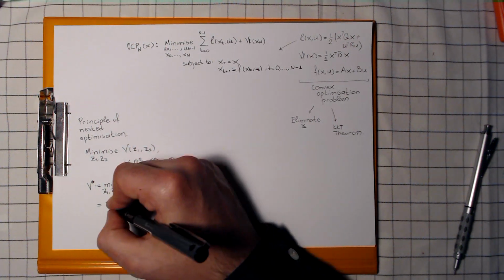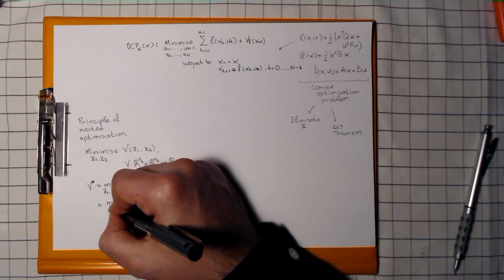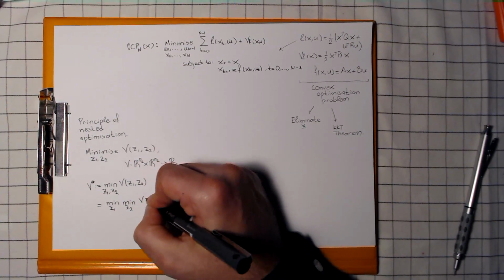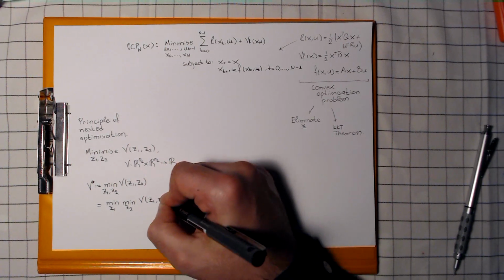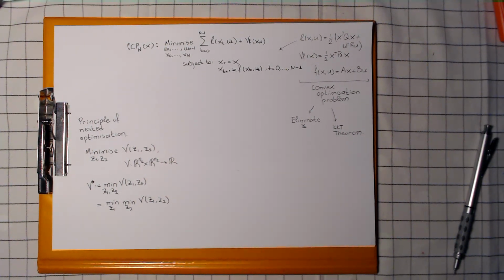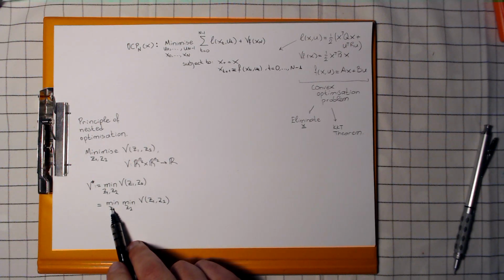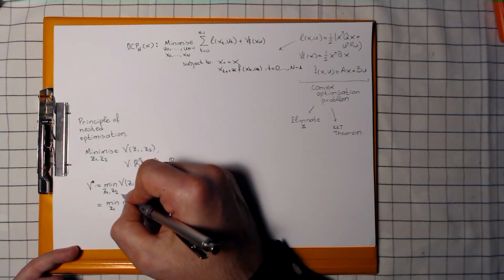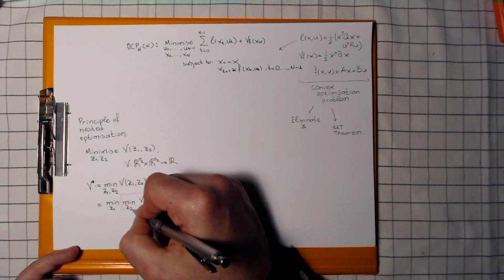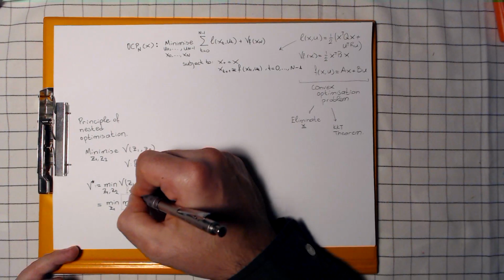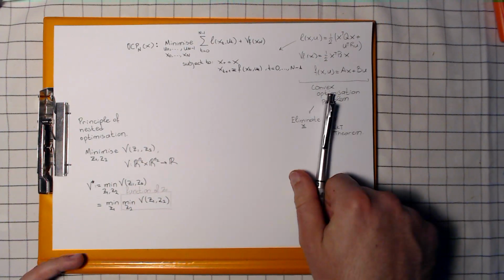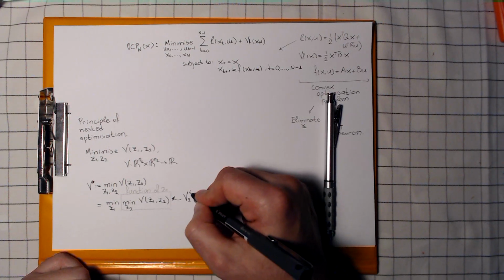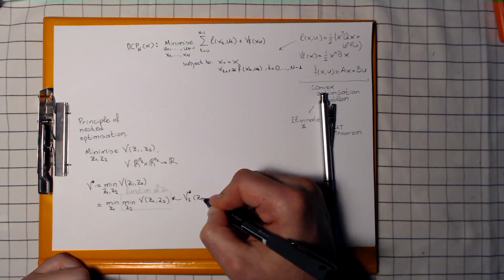then we can write minimum with respect to z1 of the minimum with respect to z2 of v z1, z2. Of course, if necessary, you can take the minimum with respect to z2 of the minimum with respect to z1. The order is not important. Now, this thing here is a function of z1. And we can define this function. We can call it v2 star of z1.